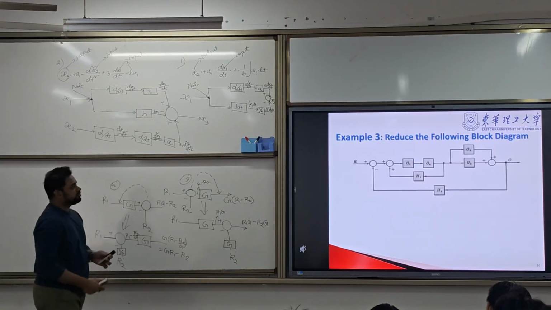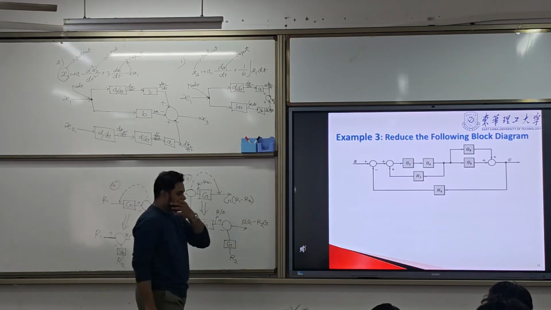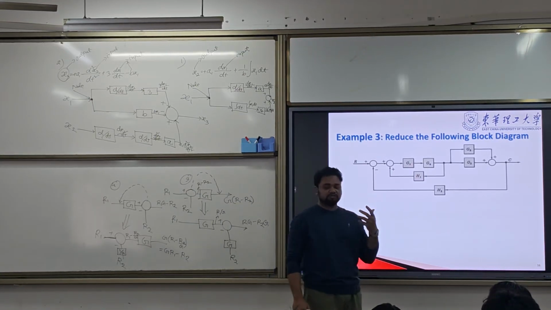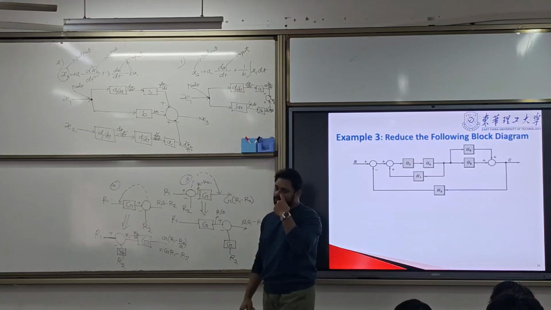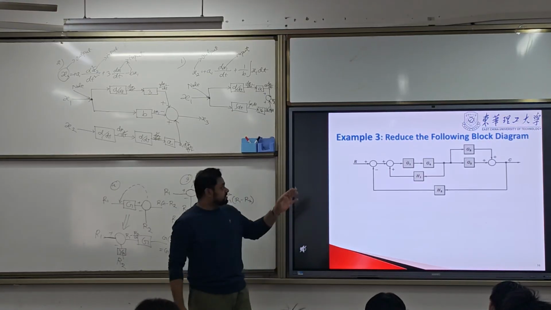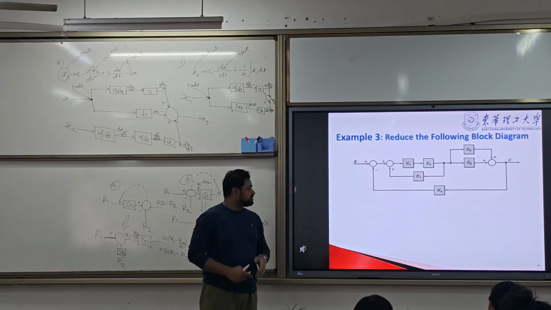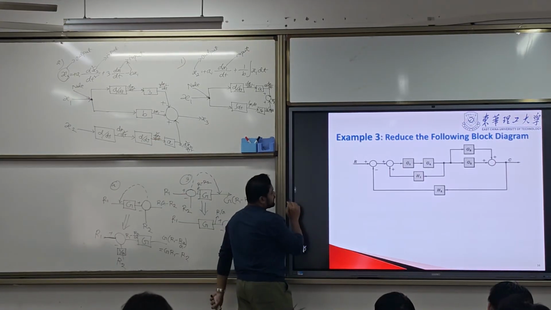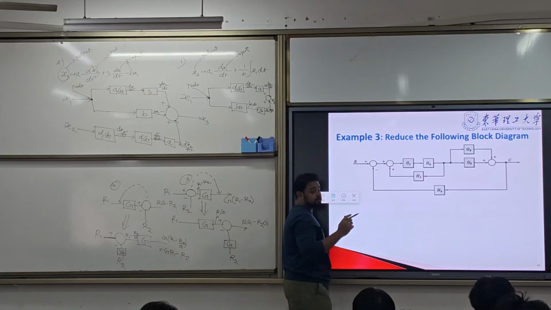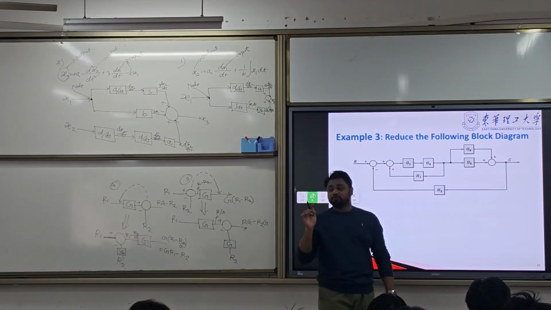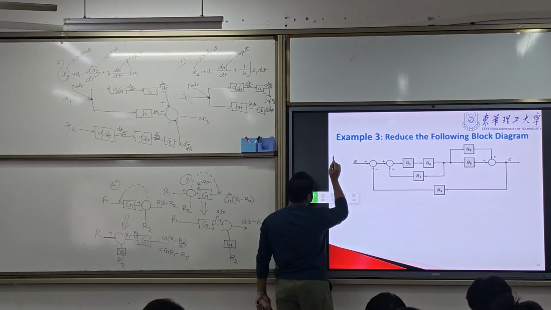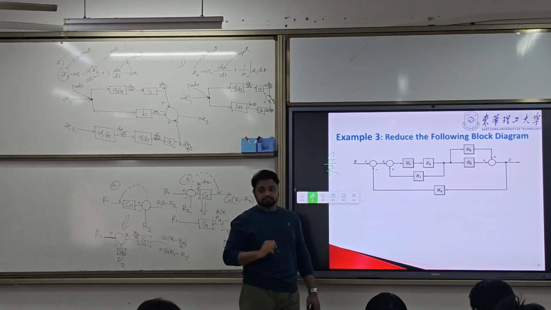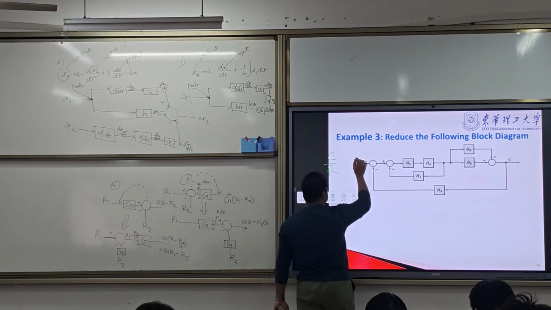Now let's solve one problem. This is the first example; we will solve 3 different problems. First problem. Now we have the block diagram. So first of all, what do you actually need? You need to find out this C by R. C by R, what is that?